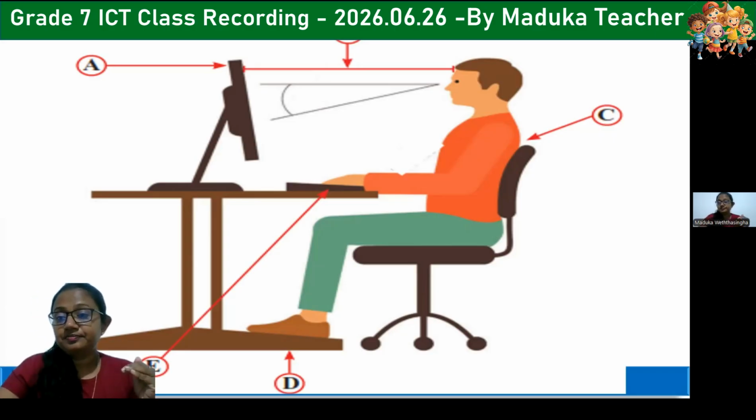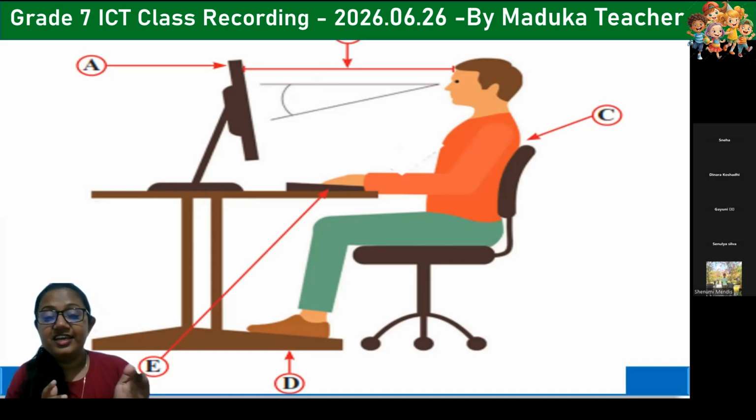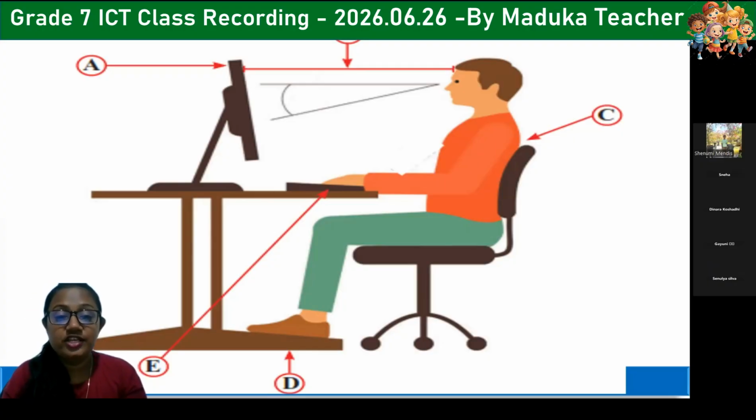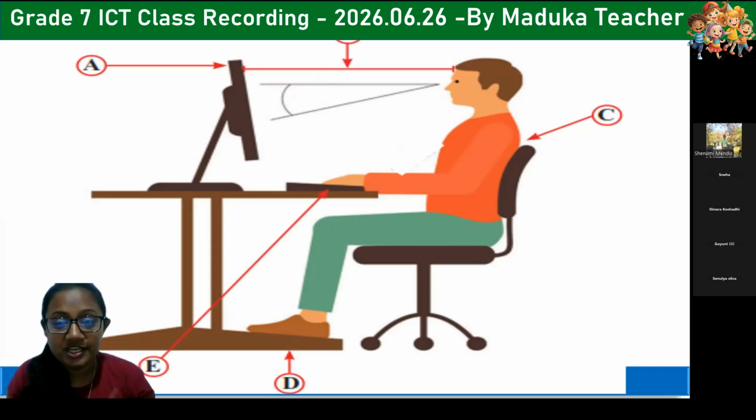Chenumi, could you please read what's under label B? What's a good posture under label B? The distance between your eyes and the computer screen should be between 18 and 28 inches. Okay, the distance between your eye and the screen should be 18 to 25 inches. Sorry, I forgot there are centimeters in my class. Then what is in label C, Sneha?